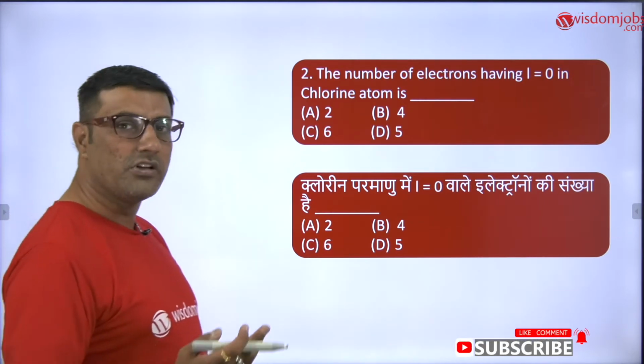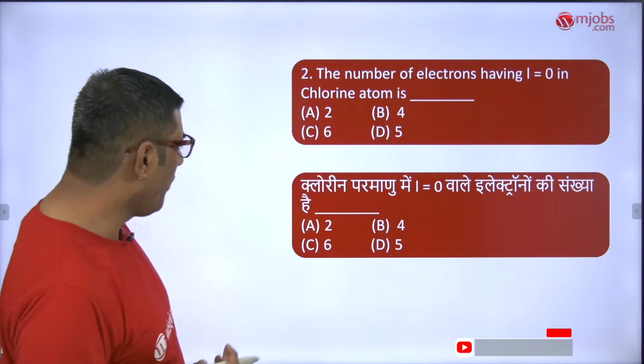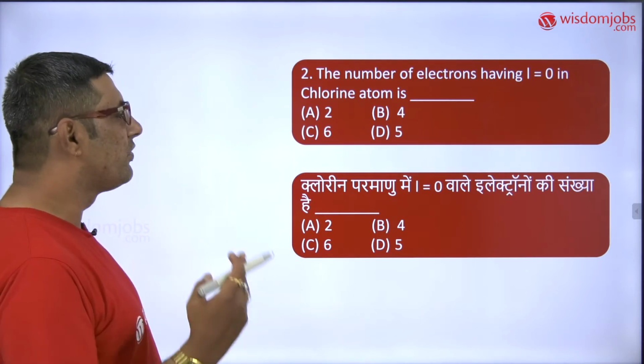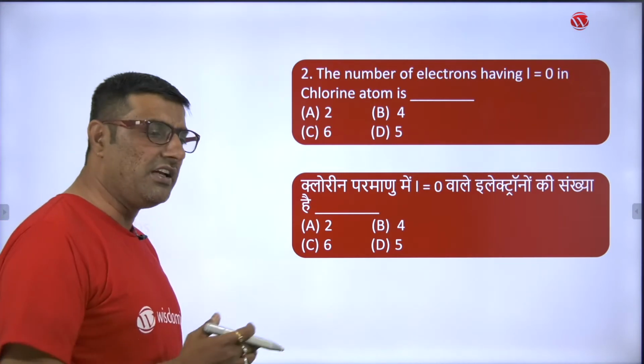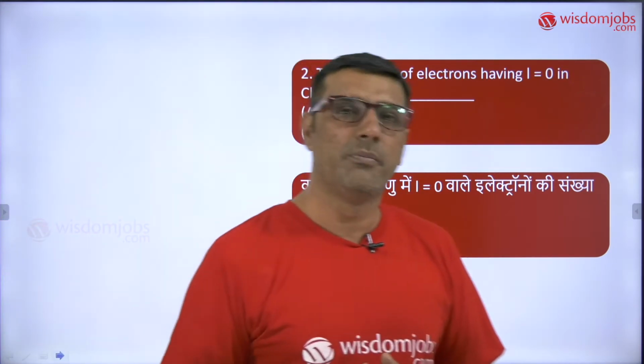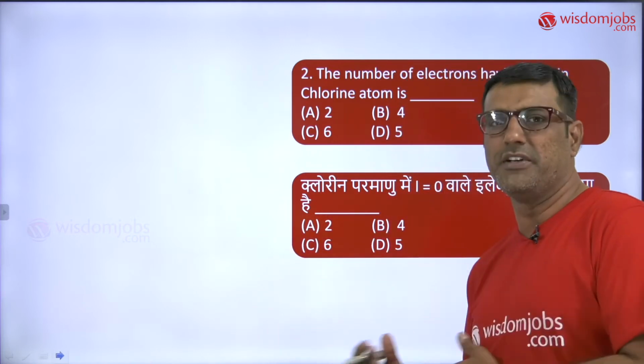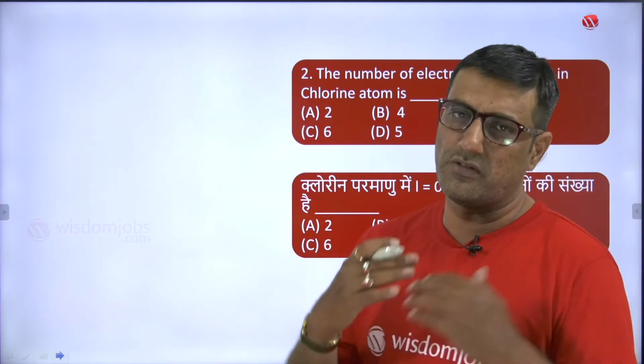Now let me read out the question in Hindi version. क्लोरीन परमाणु में L इज इक्वल्स टू 0 वाले इलेक्ट्रॉनों की संख्या है डैश. कितनी इलेक्ट्रॉन्स L इक्वल टू 0 संख्या पा सकते हैं उसको हम फाइंड आउट करना है.